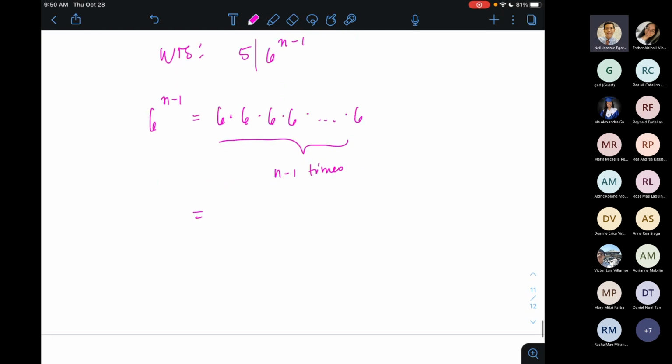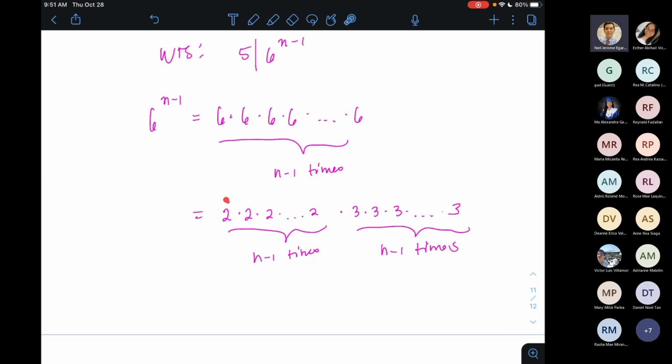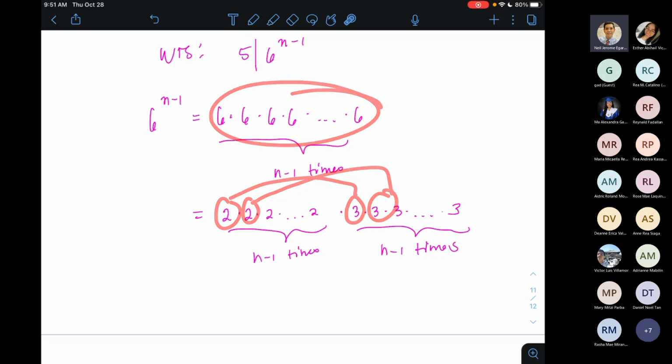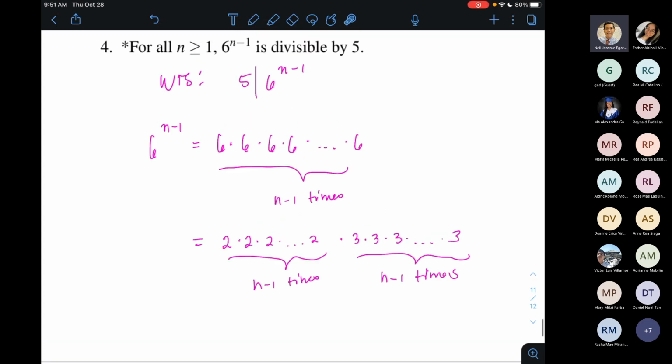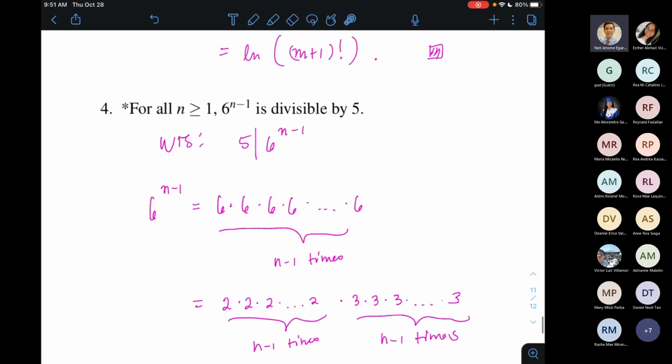Okay? Or you can say this is what? This is 2 times 2 times 2 times 2, n minus 1 times, times 3 times 3 times 3, n minus 1 times. Right? Kasi bawat magka-partner dito magbibigay sa atin ng 6, makukuha natin yung 6 to the n minus 1. Okay? But the theorem is asking us to show na yung 6 to the n minus 1, kahit ano pa si n, basta siya ay greater than or equal to 1, lagi daw siyang divisible by 5.